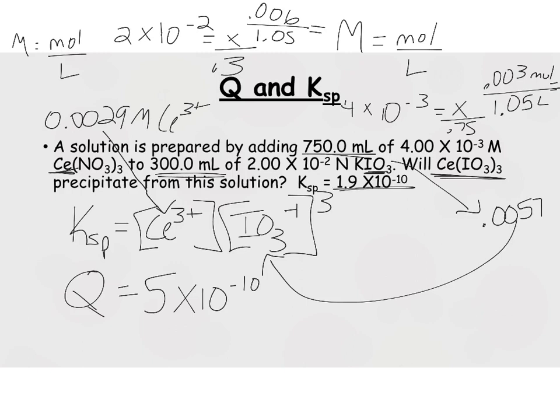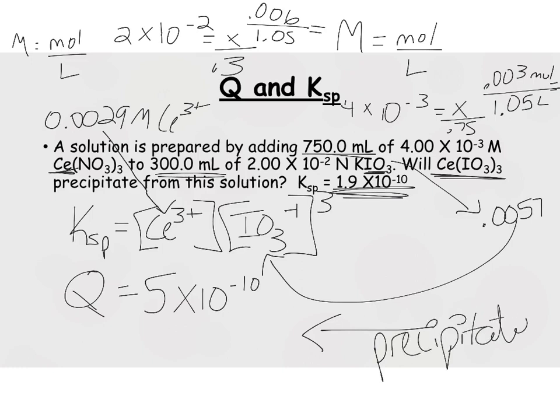All right, looking at Q and K, you can see that Q is slightly bigger than K, which means that it's going to shift this way to decrease the Q value to where it's like K, which means that I'm going to have some precipitate form here.